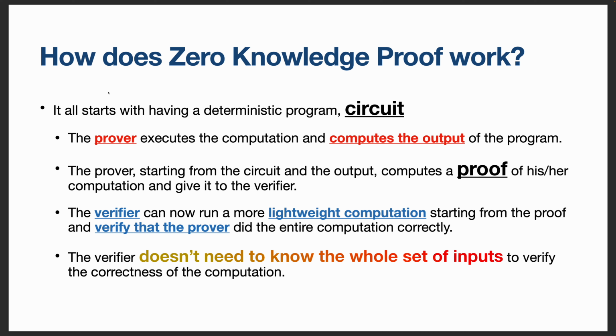It is to be known that the verifier can just run a kind of lightweight computation, which means the verifier's computation resources are much lighter than those of the prover. The prover needs to compute with more energy and more resources to generate the proof, but the verifier can easily validate it. So the verifier does not need to know the whole set of the input, right? That is the benefit the prover can have.